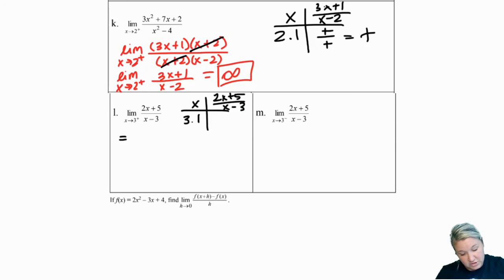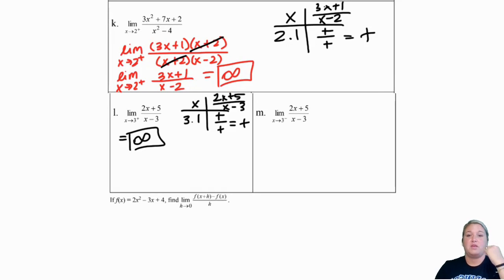So if I take 2 times 3, that's going to be a 6 plus 5. So I'm always adding. Positive plus positive is going to be a positive. And then the bottom is going to be a positive. So this is going to be a positive infinity. So if you can't multiply by the conjugate, you can't simplify through trig identities or anything like that, and you can't factor, and you still can't plug it in, you've got to resort to this.